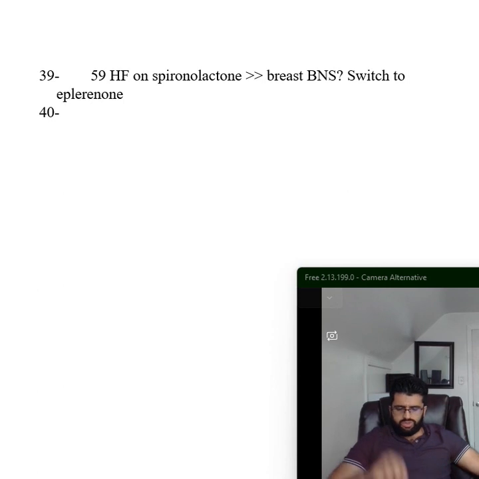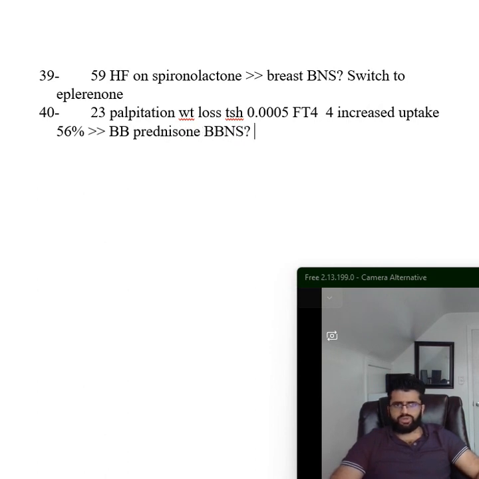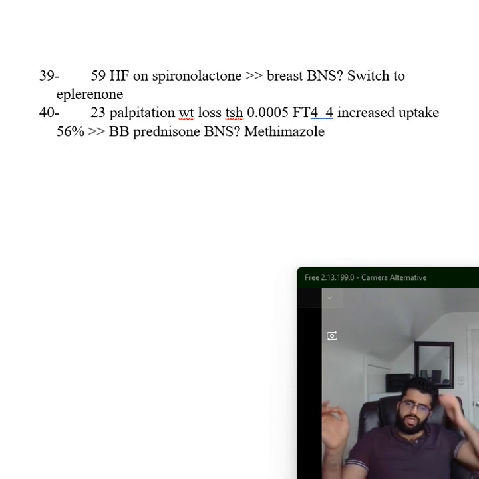Now you have a 23-year-old patient having palpitations, weight loss, TSH like 0.0005. Free T4 is like 4. This is very high, right? There's increased uptake, like 56%. Normal is like 10 to 30%. So what do you give? You give a beta blocker and prednisone. And then they ask what's the next step. What do you do after that? You see this complex management. You add methimazole. Easy peasy. So that's kind of the management of thyrotoxicosis.